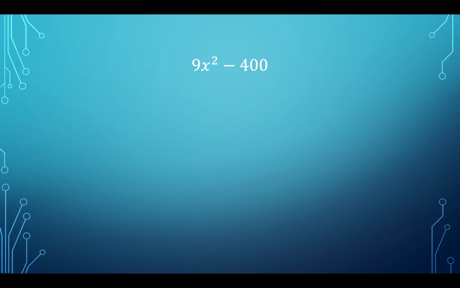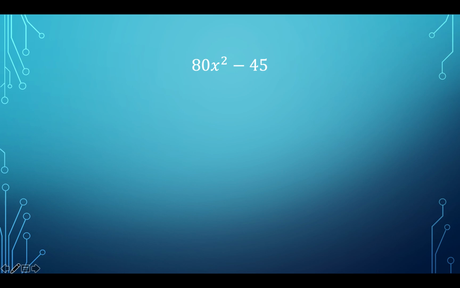So let's try this one. 9x squared minus 40. There's no middle term here, so this problem is a difference of two squares. What do we have to do? Take the square root of a and the square root of b. a is equal to 3x and b is equal to 20. So our final answer is going to be 3x plus 20 times 3x minus 20.